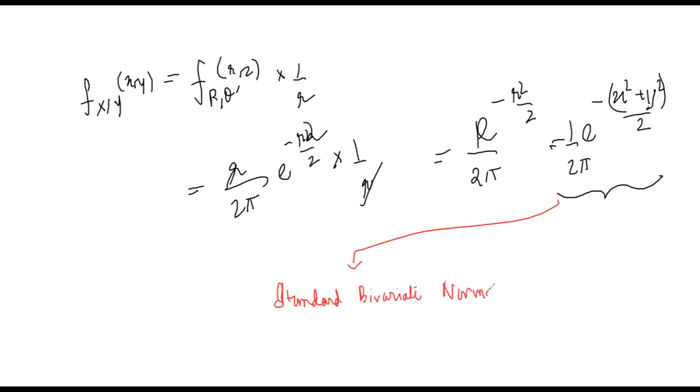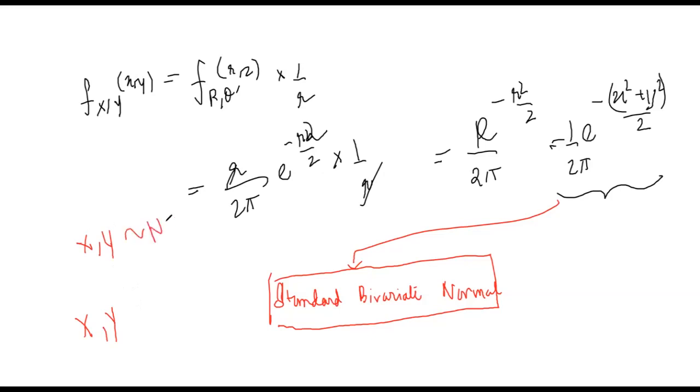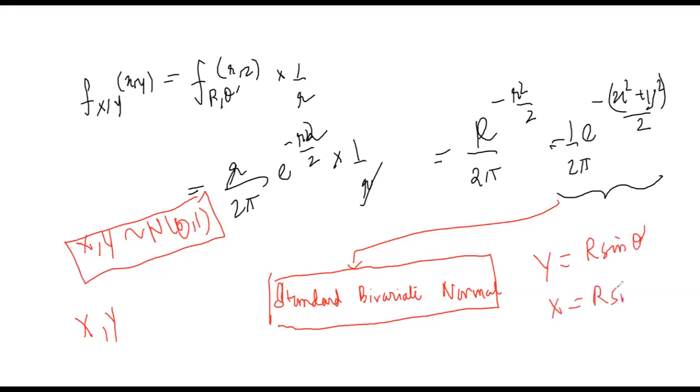And since this is standard bivariate normal, what do we get? We get that x and y are not correlated to each other, and x and y individually, the conditional distribution follows normal 0, 1, right? This is a bivariate normal, and therefore x and y individually. And what is y? y is actually r sin theta dash, and x is actually r cos theta dash.